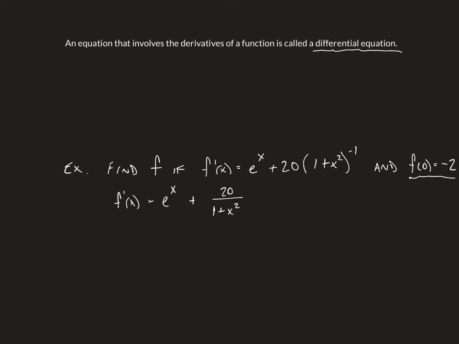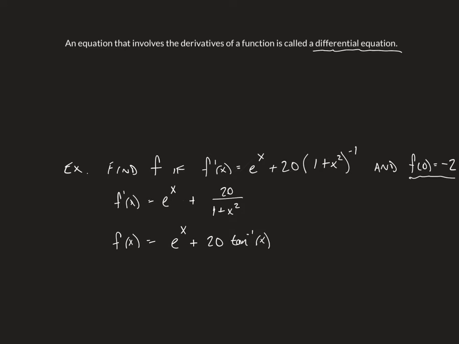So when I take the antiderivative of this function, I'm going to recognize, first of all, that the antiderivative of e to the x is just e to the x. Plus, the antiderivative of this 20 over 1 plus x squared is just going to be 20 times inverse tangent of x, because that 1 over 1 plus x squared is the derivative of inverse tangent.